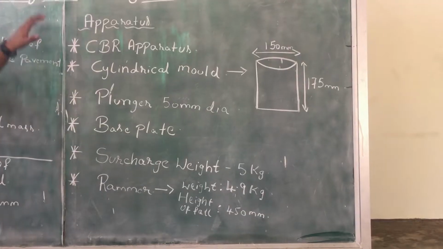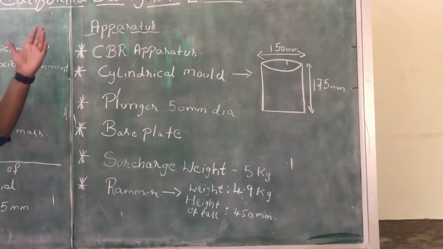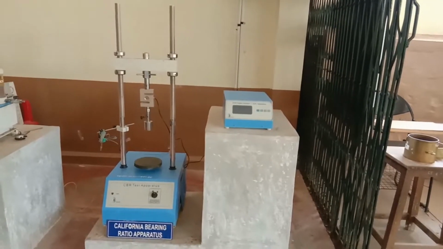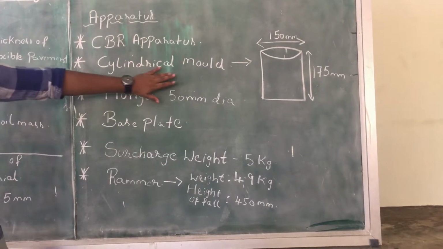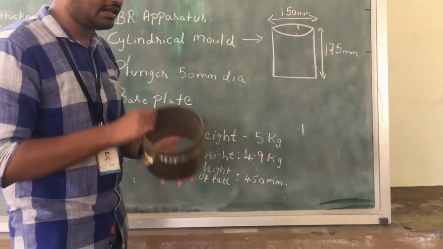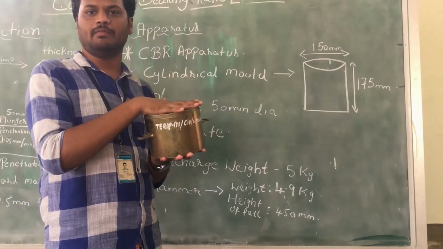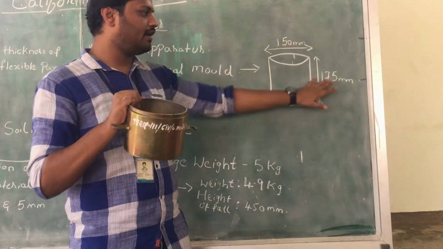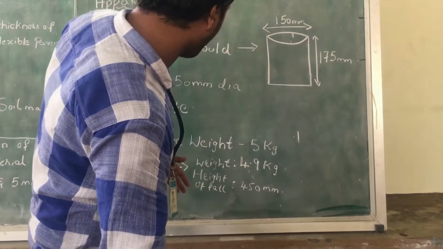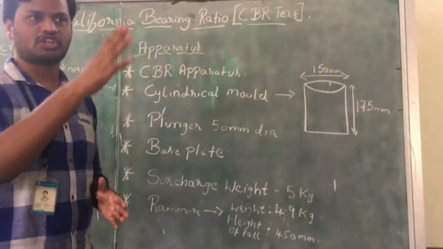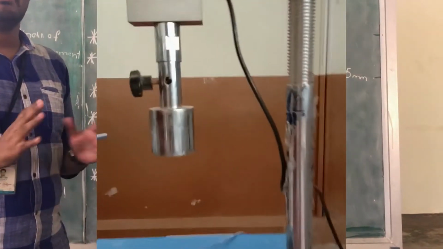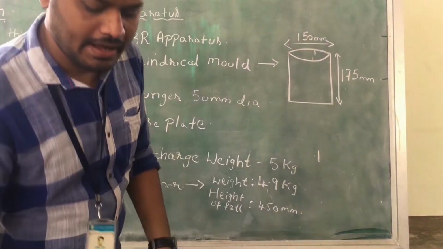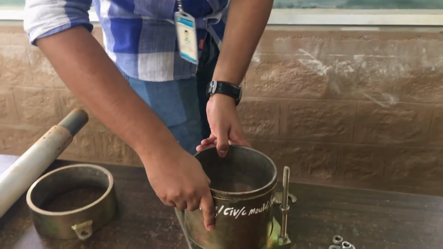penetration. Next, the apparatus required for the California bearing ratio test. The first one is the CBR apparatus. And next we will be using a cylindrical mold. This is the cylindrical mold that we are going to use, inside which the soil will be compacted. It has a diameter of 150 mm and a height of 175 millimeter. This also requires a plunger, which is shown in the equipment, having a 50 mm diameter. And then it consists of a base plate. Over this base plate the cylindrical mold will be placed.